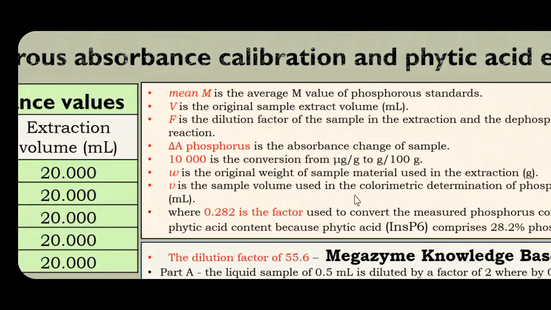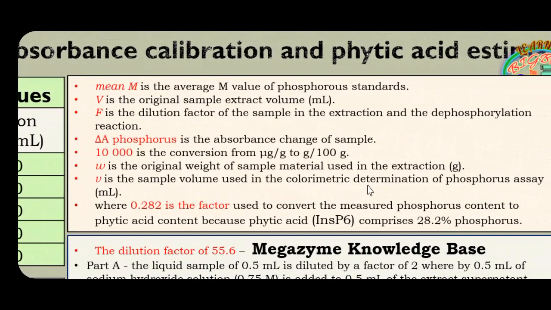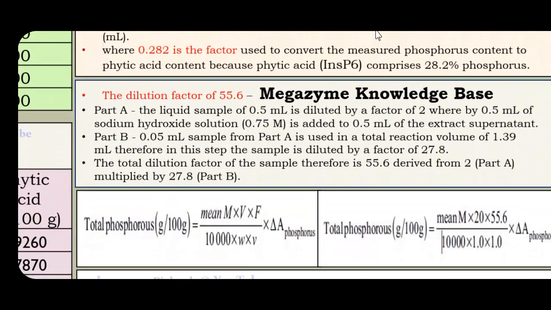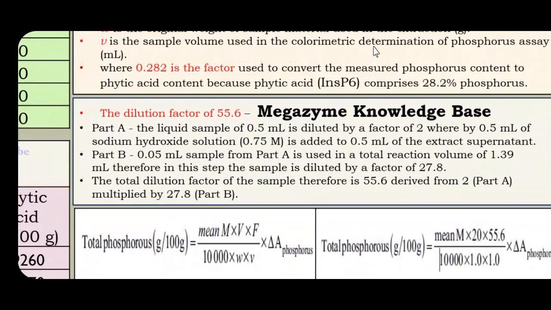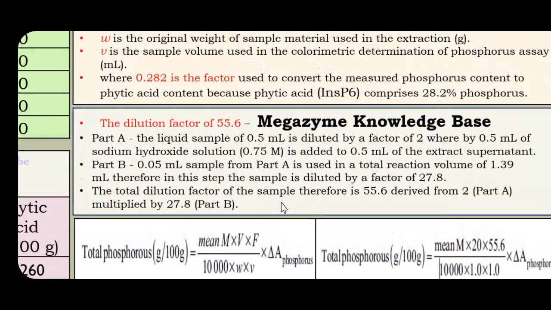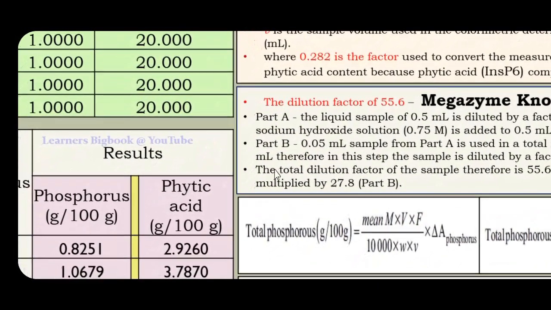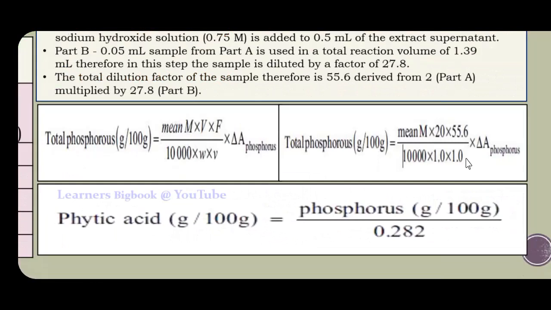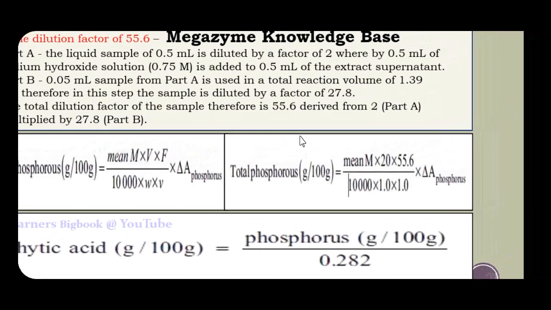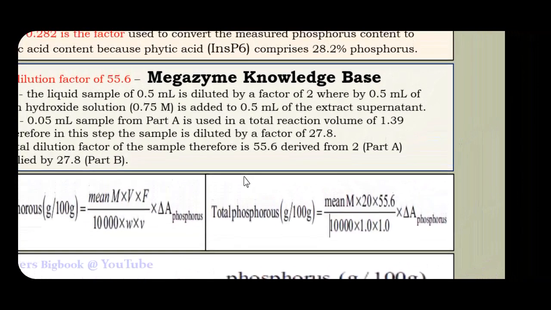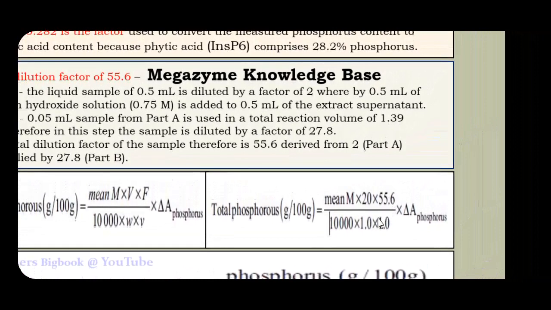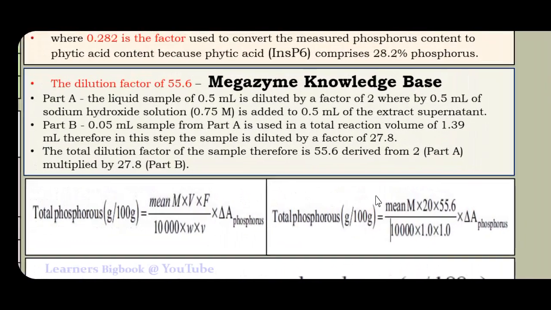And further, the lowercase v is the sample volume used in the colorimetric determination of phosphorus assay, that is also 1 ml. Now here, this colorimetric assay 1 ml, you know that during the absorbance recording in the cuvette we are taking 1 ml of the sample after the development of the color.